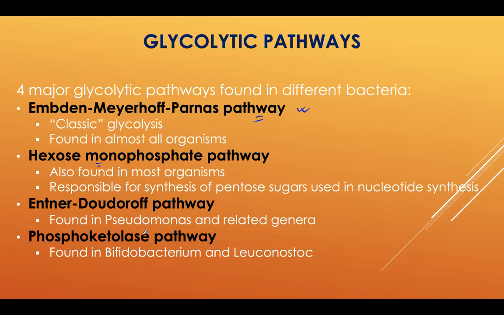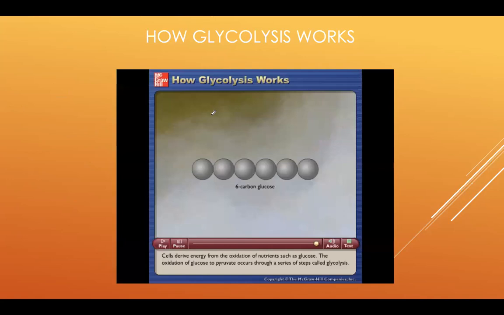This one, Entner-Doudoroff, is followed by another group of bacteria, like Pseudomonas, which is actually responsible for urinary tract infection, and mostly ear infection. That's the Pseudomonas bacteria. So they do this pathway. The phosphoketolase pathway is followed by another group of bacteria, the Bifidobacterium and Leuconostoc groups. But most of the organisms do this Embden-Meyerhof-Parnas pathway.